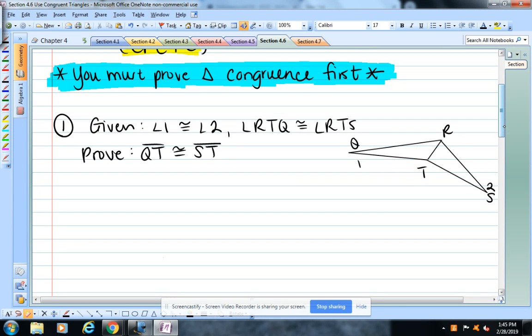All right, y'all copy all that information, please, for this proof. And we're going to set up our statements and reasons table, draw the picture.